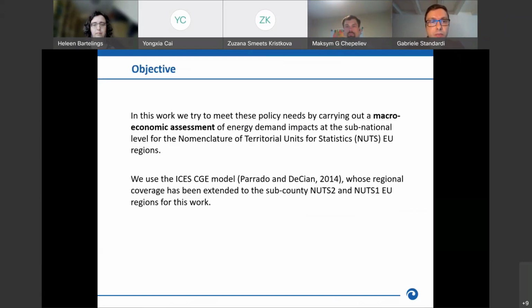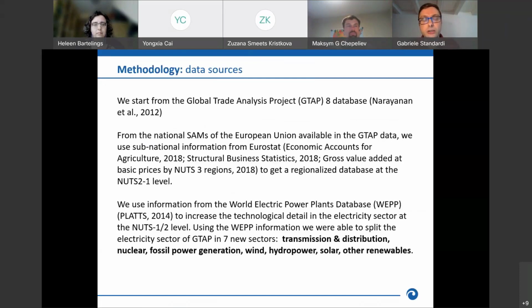Then, of course, for the data sources, we start from the Global Trade Analysis Project database, version 8.1. And then of course, to regionalize the social accounting matrices, we integrate this information with data coming from Eurostat. And then another important source of information for us is the World Electric Power Plants database, which is a georeferenced database for the power generation plants. And using this information, we are able to split the electricity sector into different power generation technologies at the subnational level for the European countries.